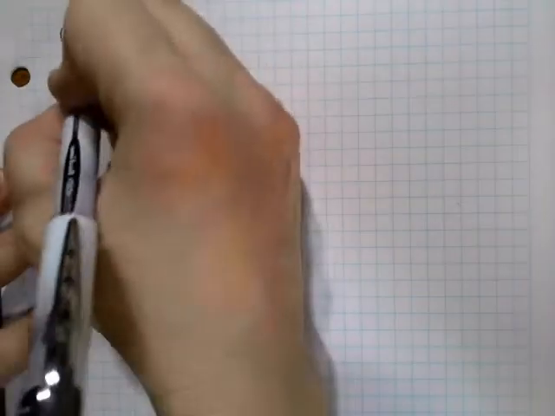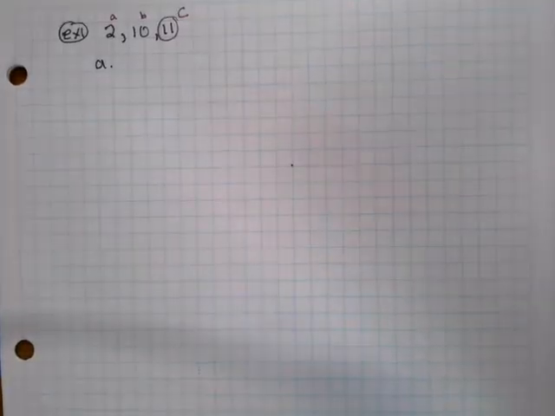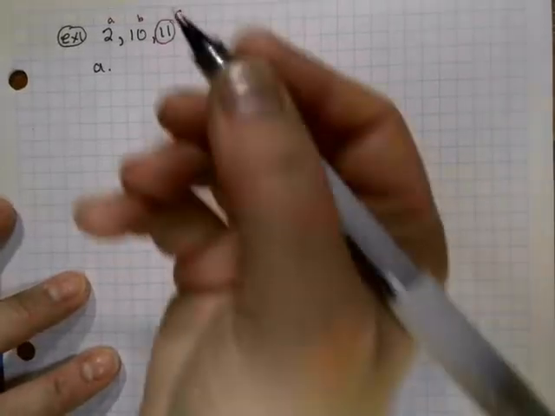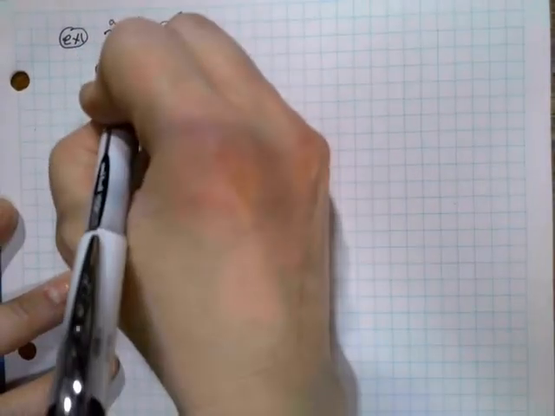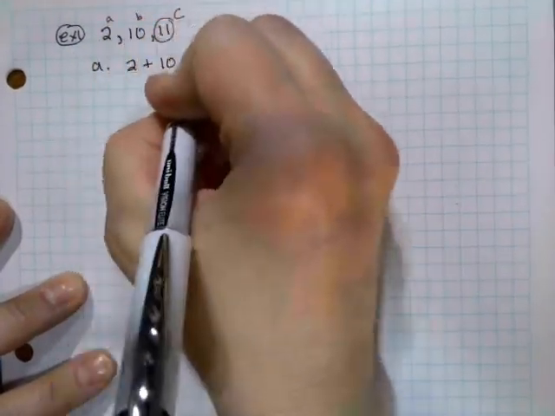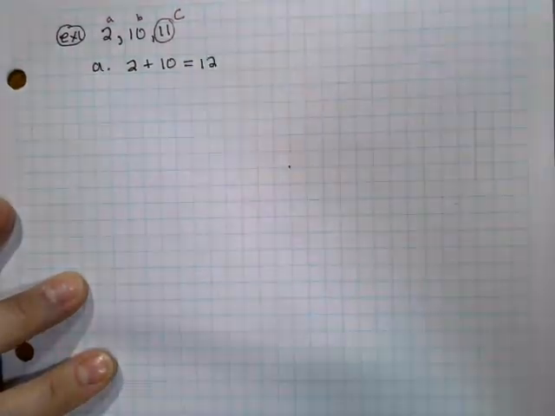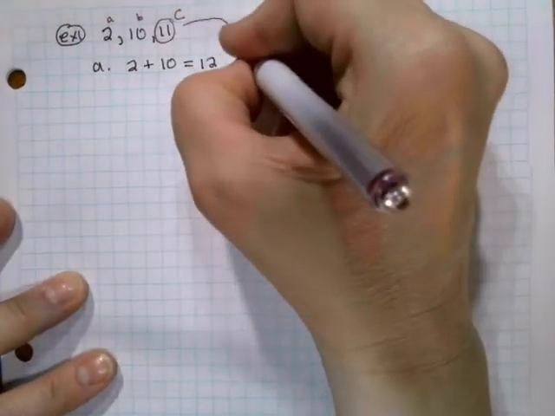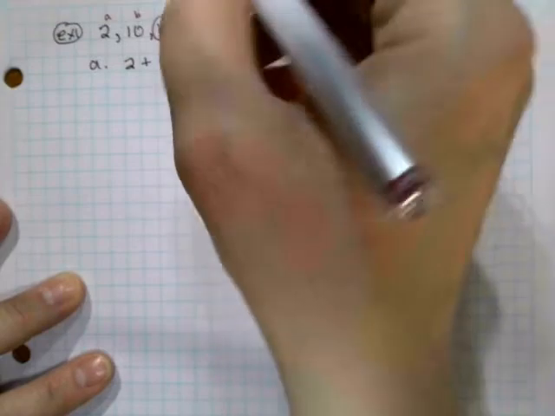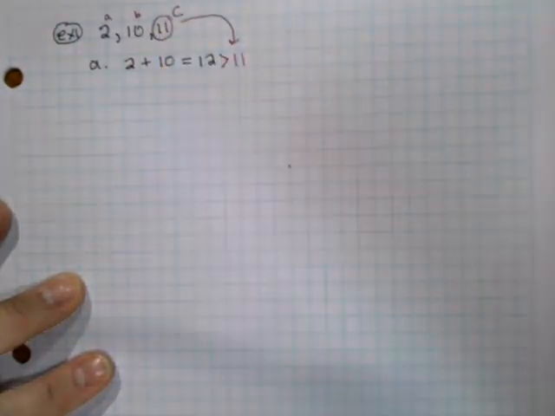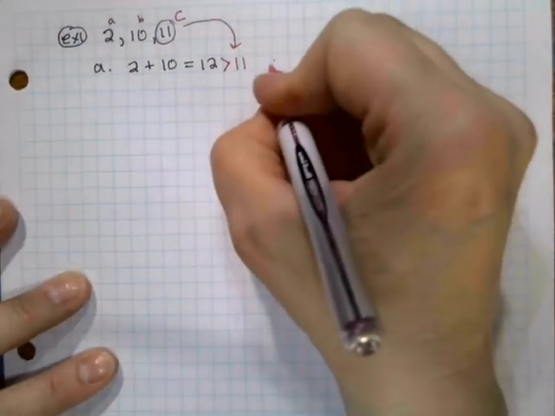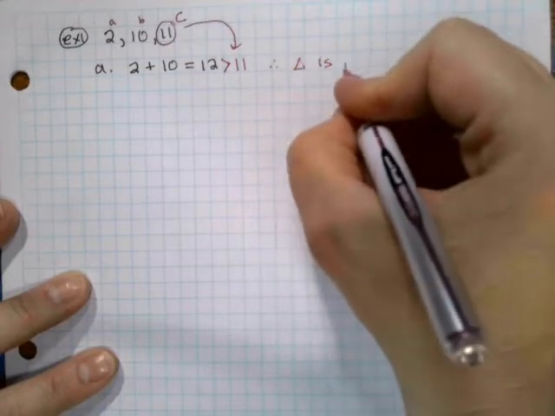All right, so the first thing you're going to need to do is determine if a triangle is possible at all. So you're going to take the two smallest sides, A and B, and add them together. 2 plus 10 is 12. Then you're going to compare that to the longest side, which is 11. 12 is greater than 11, so a triangle is possible.